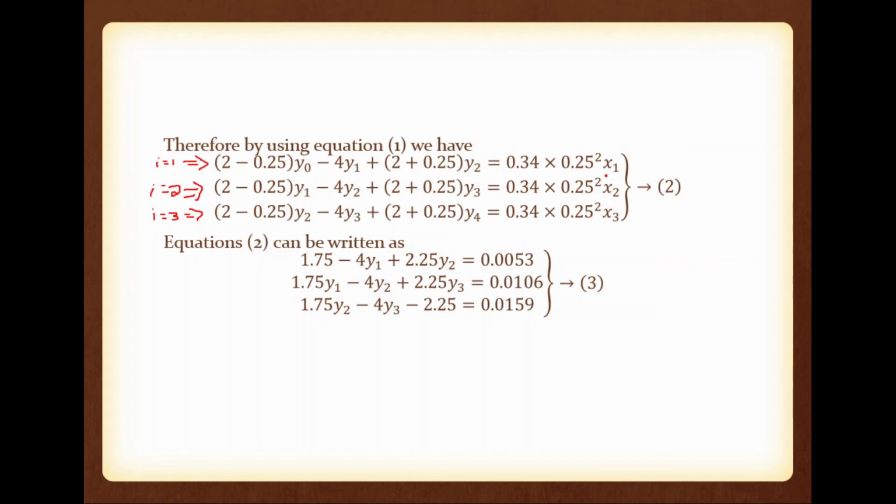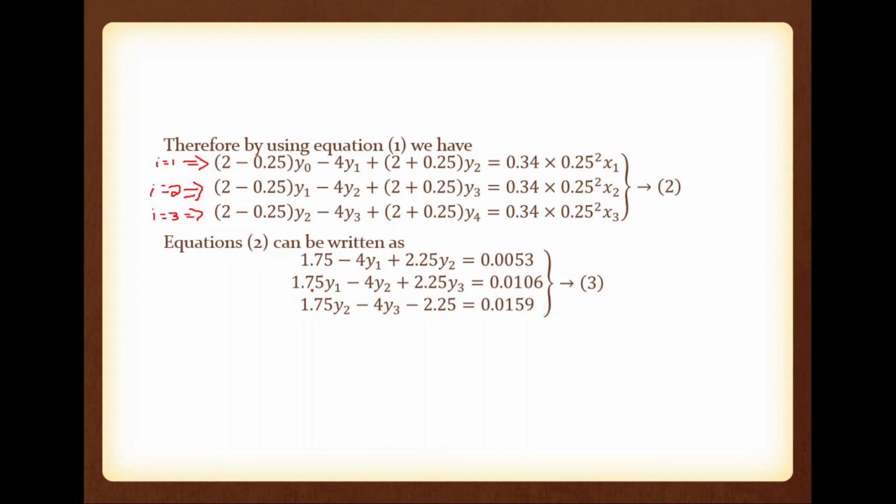Is it okay? So we can check it again, the value 0.34 into 0.25 square into, now x1 is 0.25. So this is actually 0.0053125. We are using 4 significant digits, so we can write it as 0.0053. This one, 0.34 into 0.25 square into 0.25. This x1 is 0.25, so we have 0.0053.